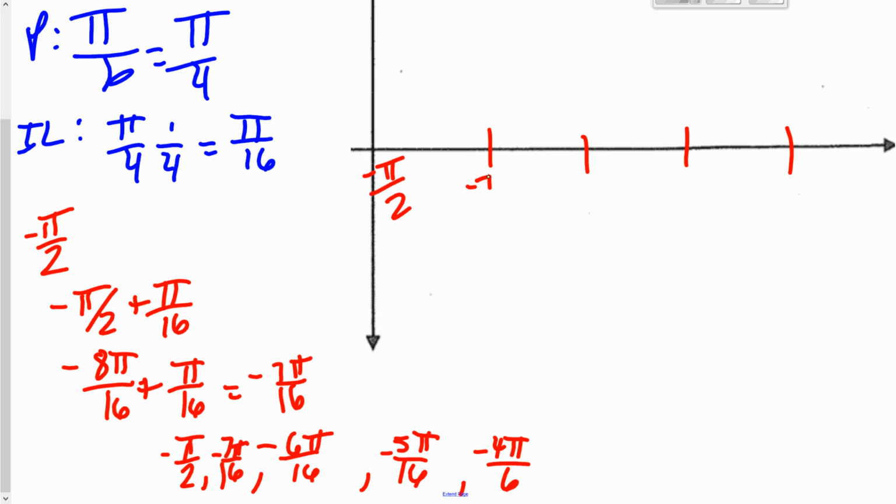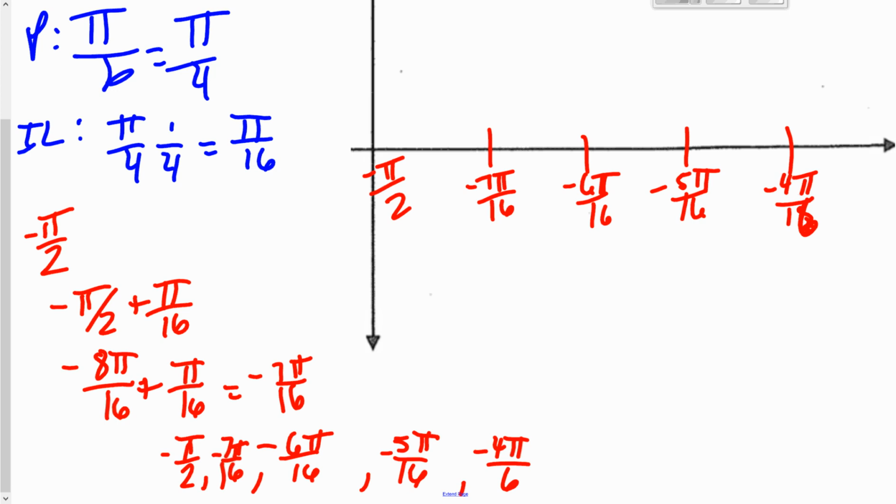Negative 7 pi 16ths. Negative 6 pi 16ths. Negative 5 pi 16ths. Negative 4 pi 16ths, which is just negative pi fourths, right? So basically, if I was actually to draw it like real, it would be somewhere between here, right? This is all happening between negative pi halves and 0. So that's why I redid this, so I didn't have to graph a little tiny graph.